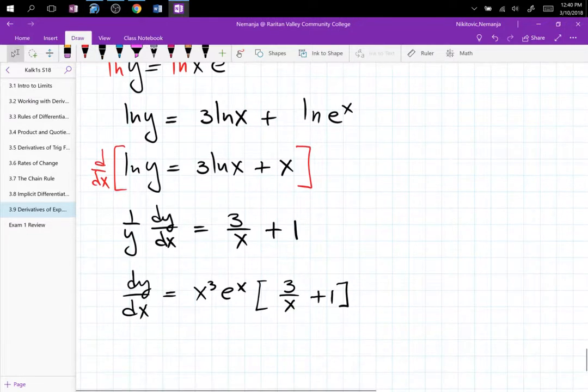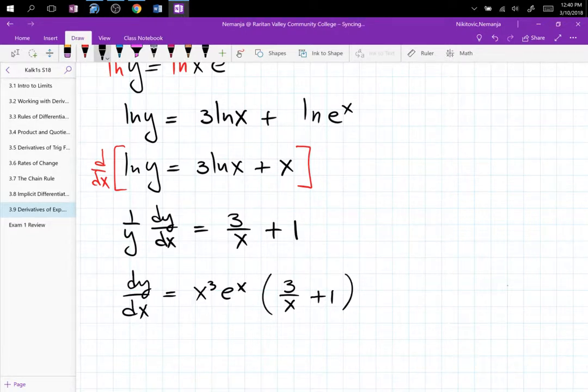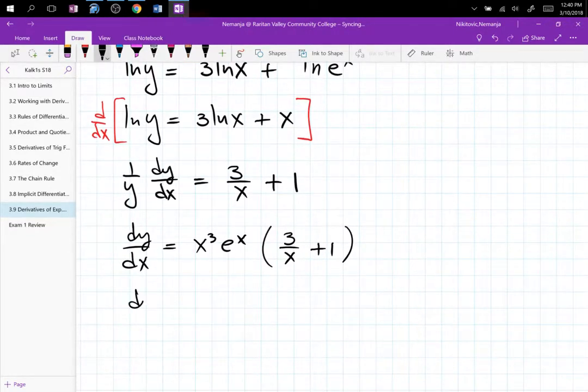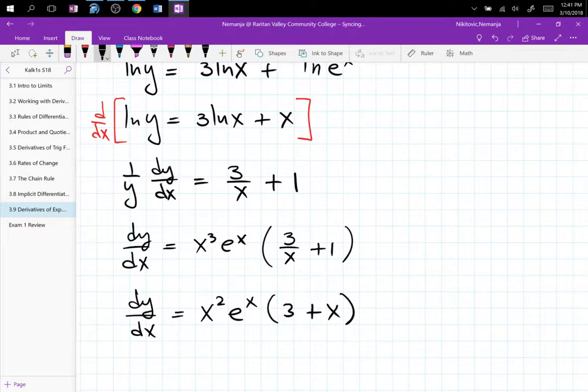Now, we don't like this 3 over x. So steal 1 x from x cubed and multiply it in. So it becomes x squared e to the x, to have 3 plus x in the parentheses. It's a much better answer. Equal to 0, and so on. Chapter 4 continues from here on.